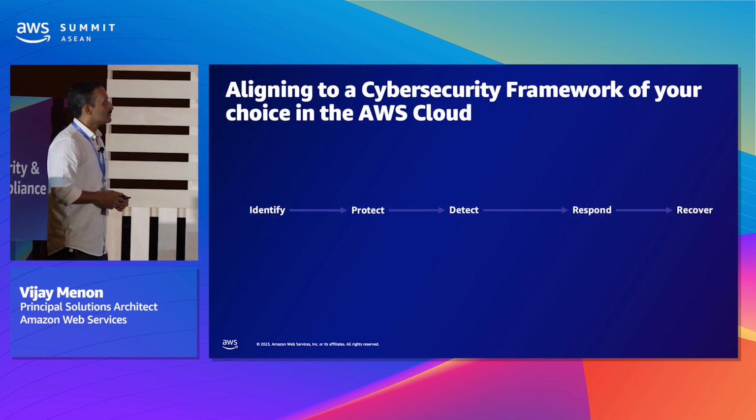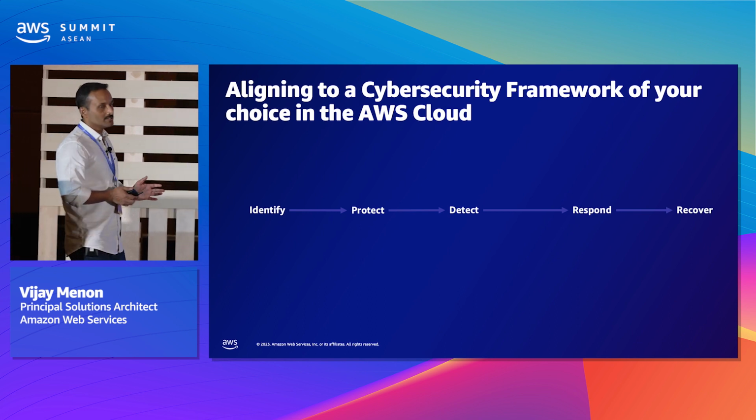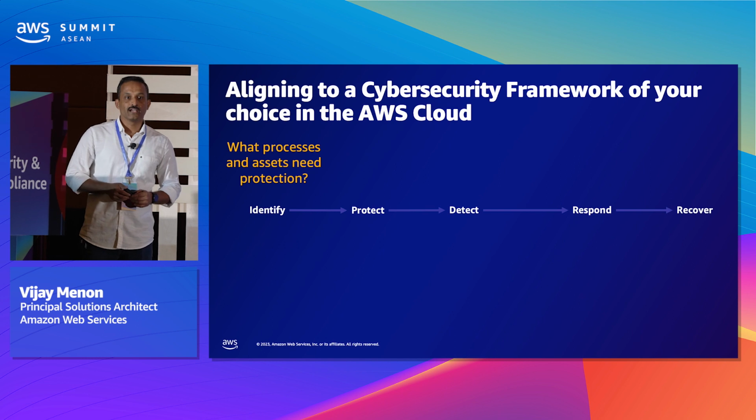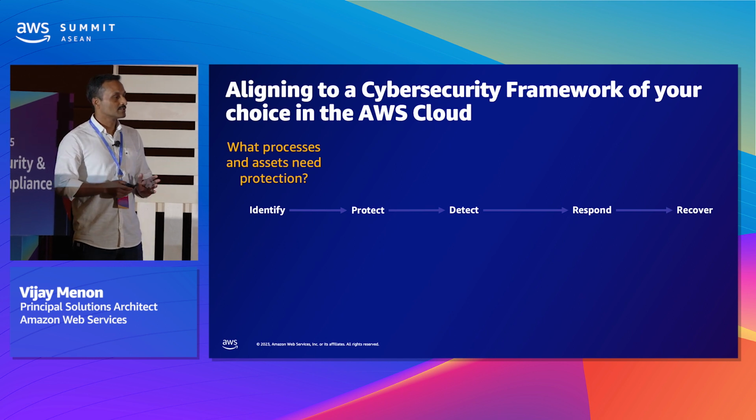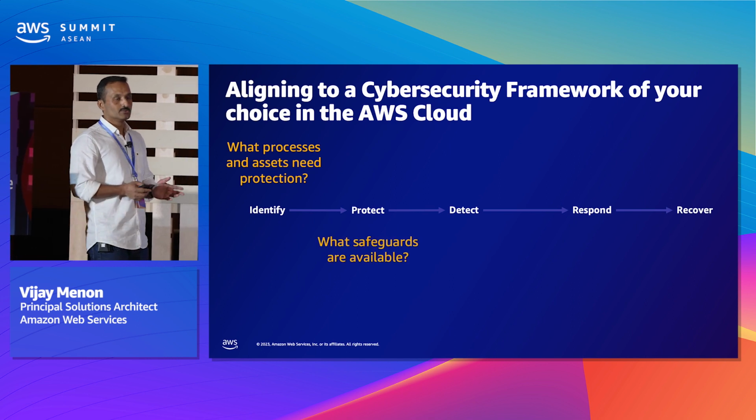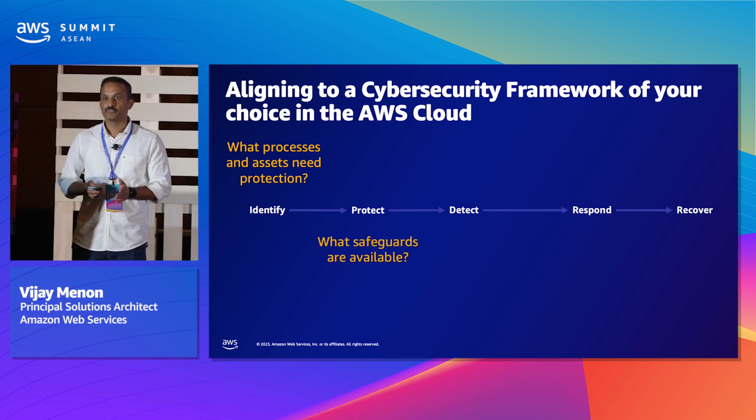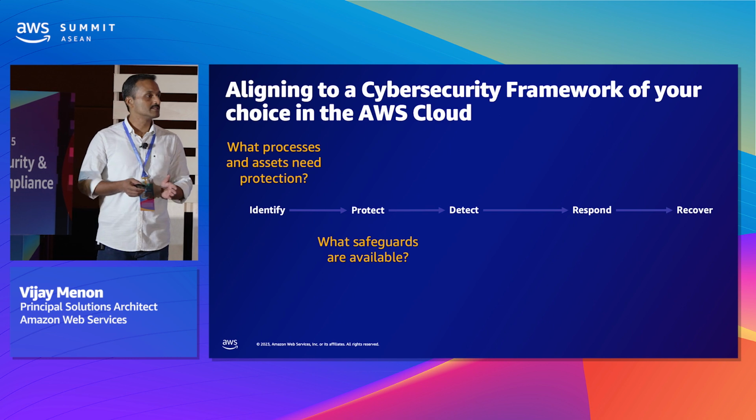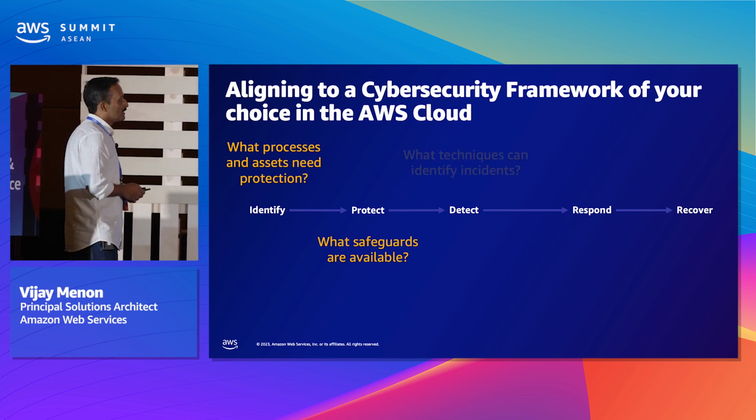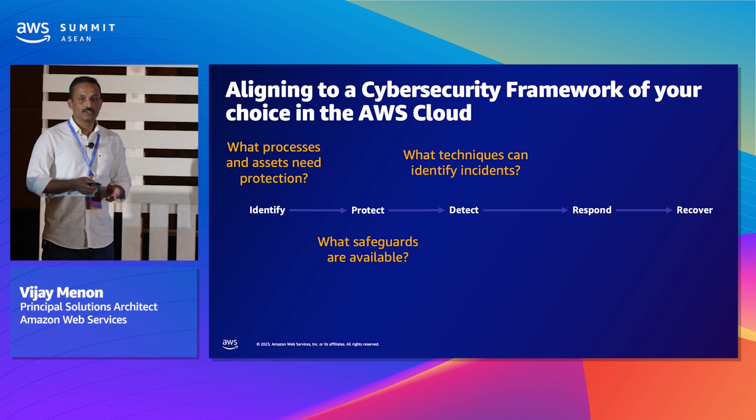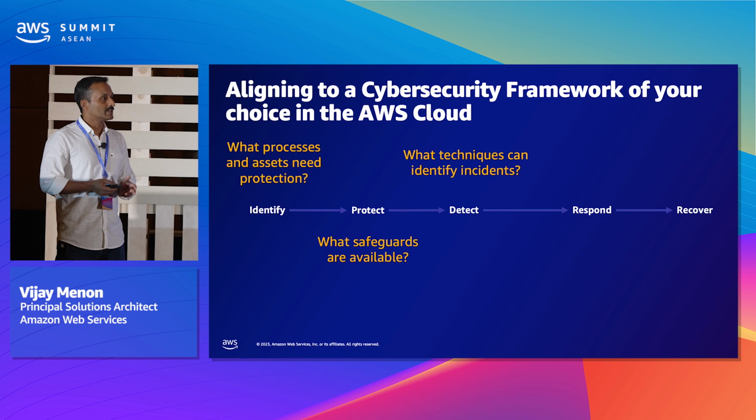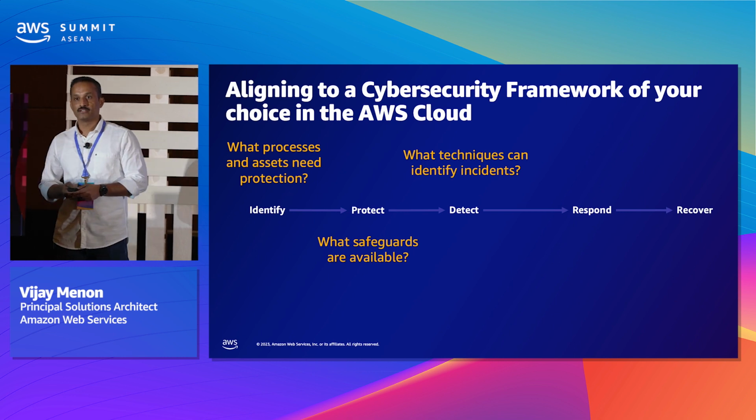So when you look at a cybersecurity framework, we have these 5 sections, starting with identify, where we identify the processes, the systems, and the resources you want to protect. Then you look at the tools and techniques you have in your toolkit to safeguard these resources and these systems in your environment. Then you look at tools or techniques which you can use to deploy operational tooling to detect any anomalies in your environment.